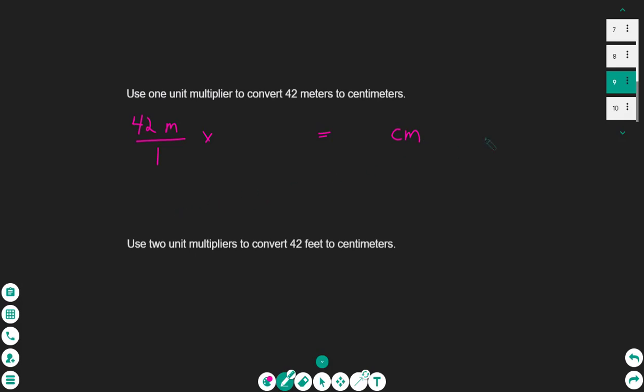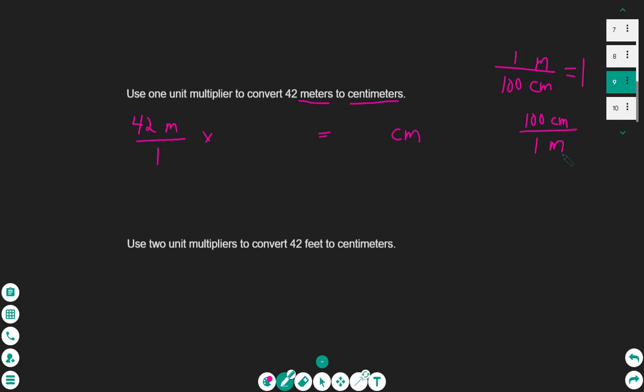Now I need to think about what unit multipliers I'm going to use. So I'm dealing with meters and centimeters. What do we know about those? Well, if I put meters on top, centimeters on bottom, how could I equate these so that they work out to be 1? Well, 1 meter is equal to 100 centimeters. So that would work. 1 meter over 100 centimeters is going to be equal to a 1. Then I just flip it. 100 centimeters over 1 meter. So those are my 2 unit multipliers.